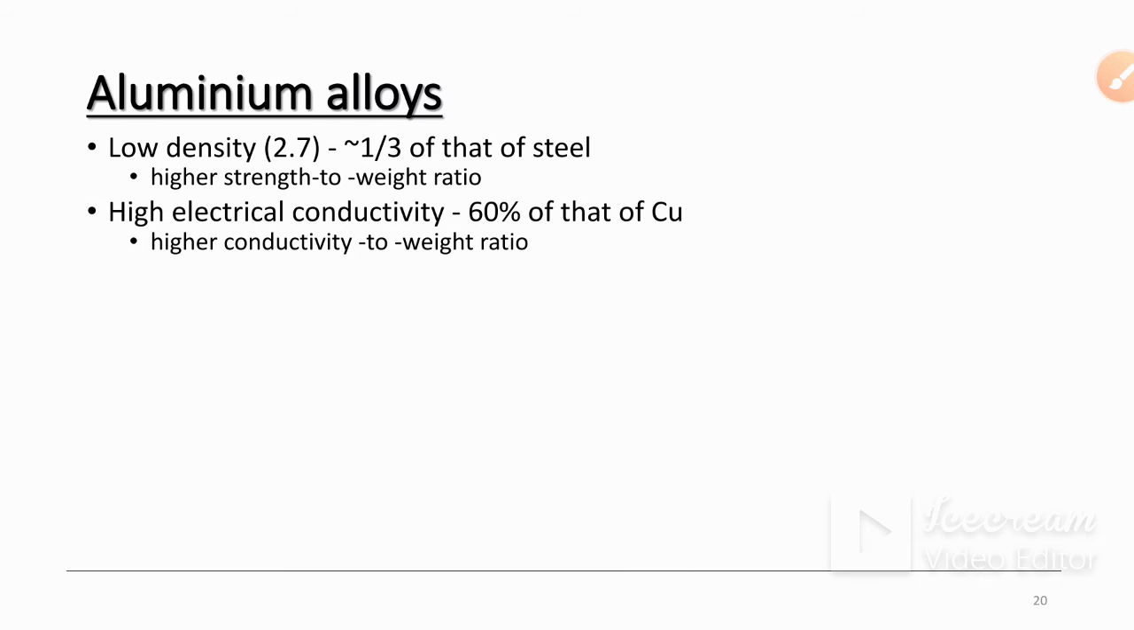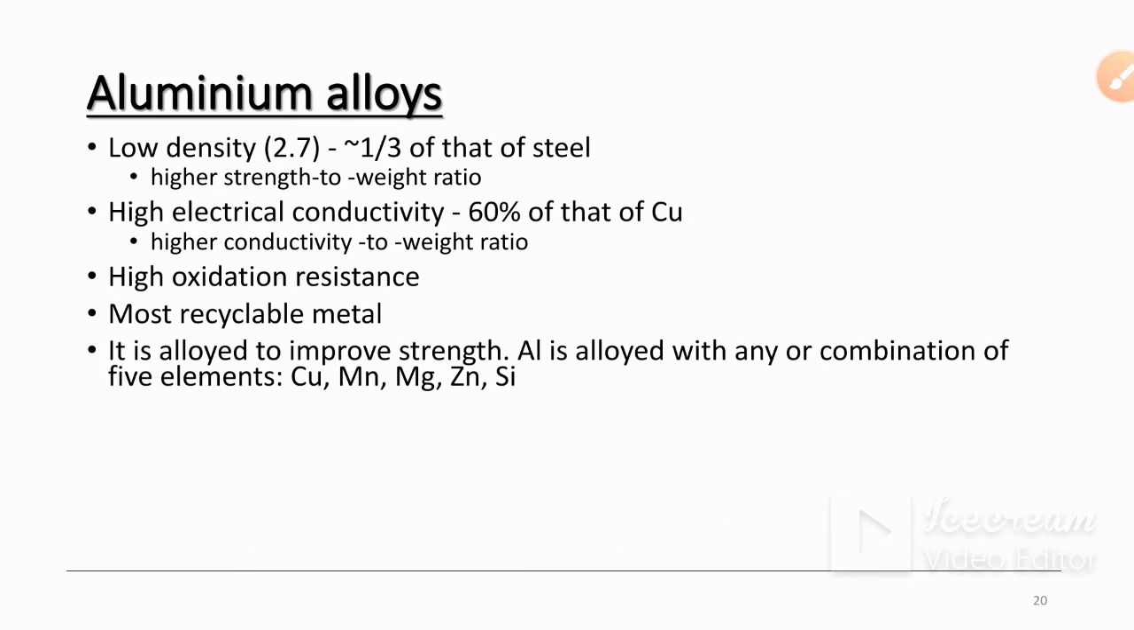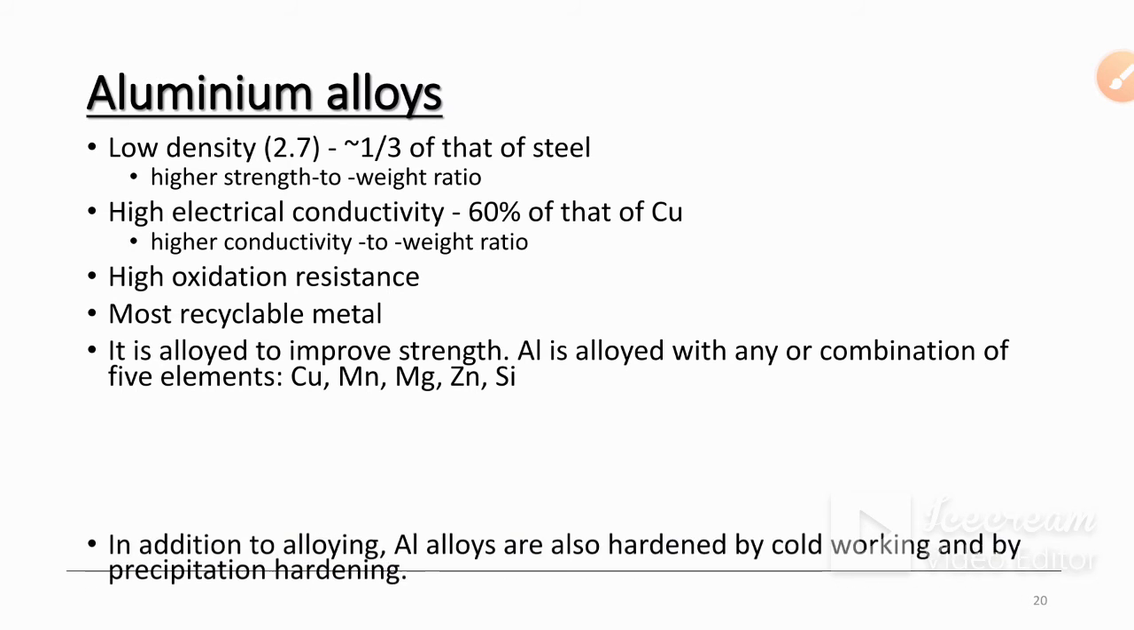They also have high electrical conductivity, 60% of that of copper. Copper is a very good conductor of heat and electricity, so aluminum is also a good conductor. Next, high oxidation resistance, meaning it will not corrode easily. Then it is the most recyclable metal; aluminum can be recycled again. It is alloyed to improve the strength. Aluminum is alloyed with any one or a combination of 5 elements: copper, manganese, magnesium, zinc and silicon.